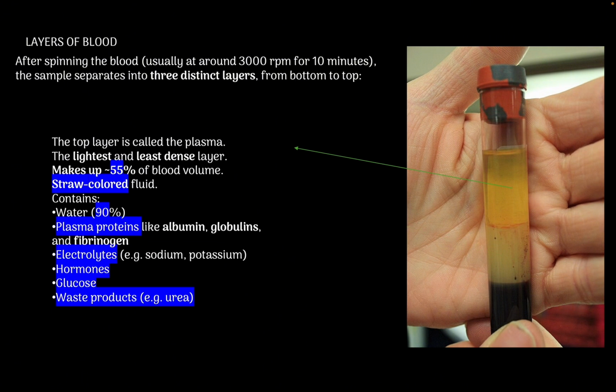The top layer is plasma, which is the lightest. It's a straw-colored liquid and makes up about 55% of the blood. Plasma is mostly water, about 90%, and the rest is made up of proteins, electrolytes, glucose, waste products, hormones, and gases. Let's talk more about plasma.